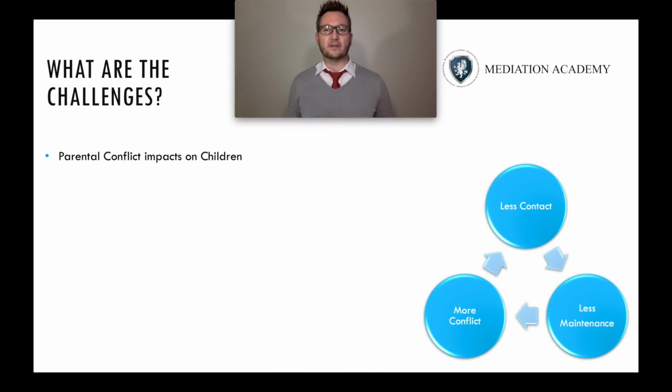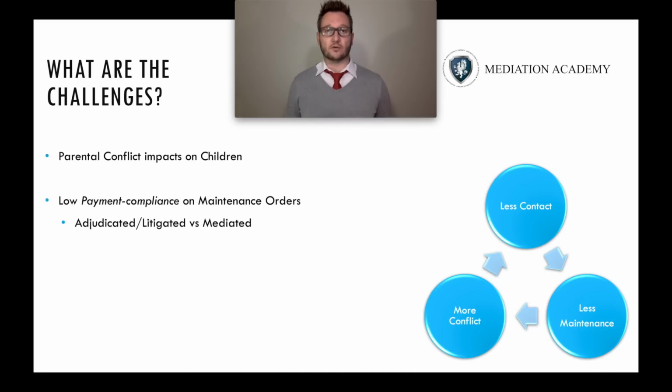There are two ways of arriving at a maintenance order. Most maintenance orders are the result of a fight, which involves lawyers, and quite often the decisions are made by a court. And here we see up to 85% of parents either missing a payment or paying short in the first year. Now, in mediated maintenance orders, the rate of compliance is much higher because together the parents design a maintenance order that both of them agree is fair.